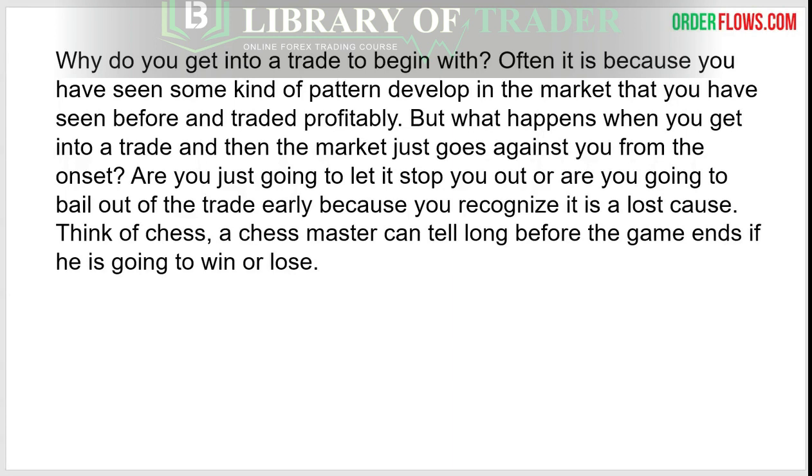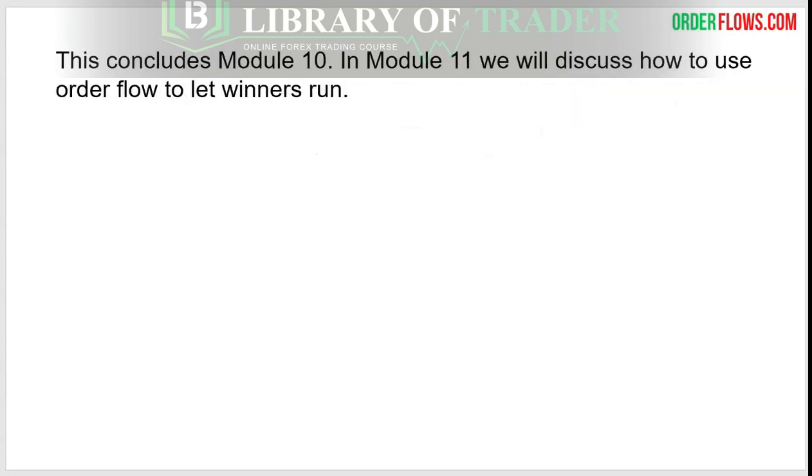So anyway, we are coming towards the end. This concludes module 10. In module 11, I'm going to discuss how to use order flow to let winners run. I wanted to put this as a separate chapter because letting winning trades run is easier said than done. Everyone says, "Oh, you gotta let your winners run." Well, how? At the same time, they tell you that you have to have a certain risk to reward ratio. Well, if I know my risk to reward ratio is this, my winning trades will never run, because my take profit is fixed.